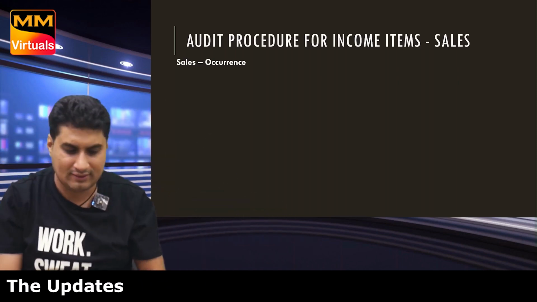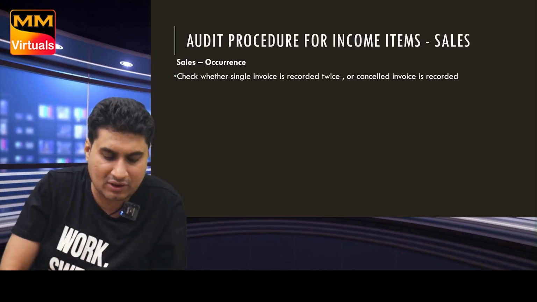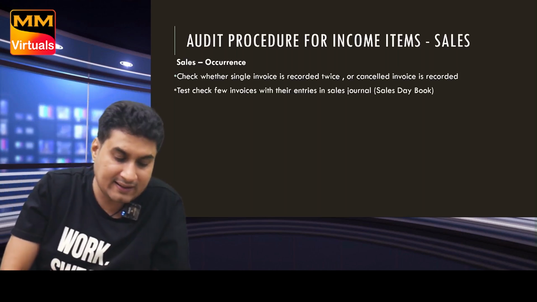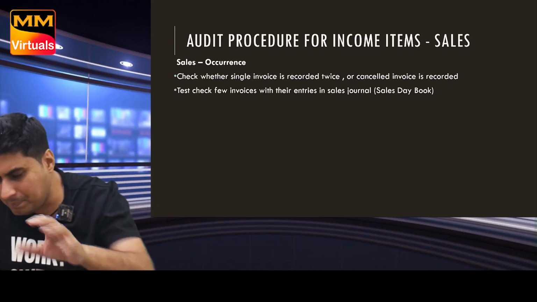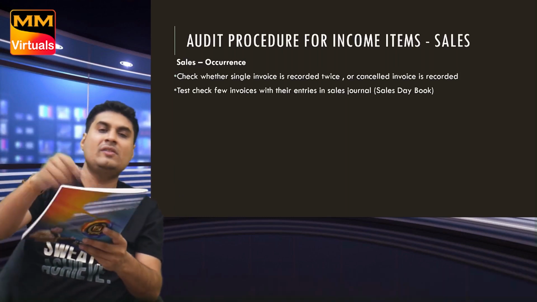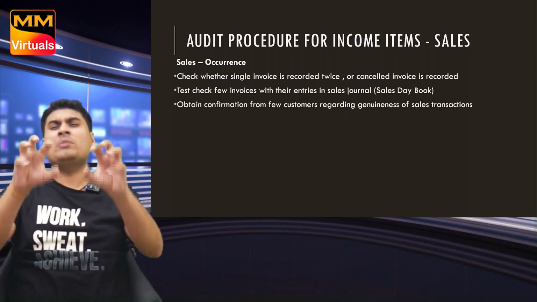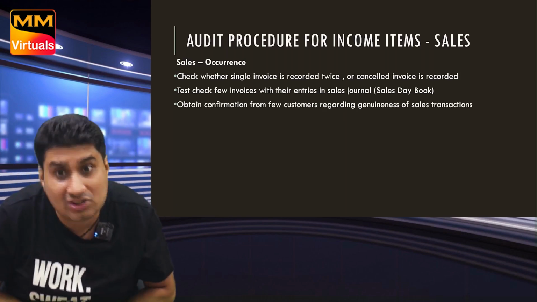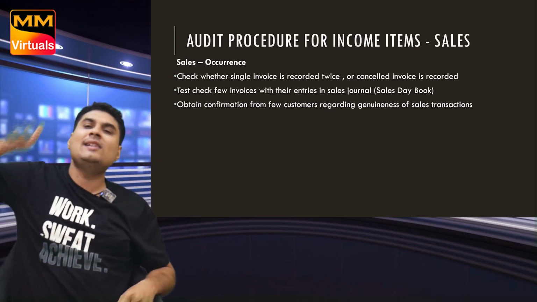Over. Read. If any sale is recorded twice, we have to check. Or a cancelled sale is there. Second, trace a few sales invoices with the sales day book. Many people prepare a rough day book of sale, so we will check with that. Simple. Third, obtain confirmation from the customer regarding genuineness of sale. You have to take confirmation from the customer. Is the sale genuine or not?